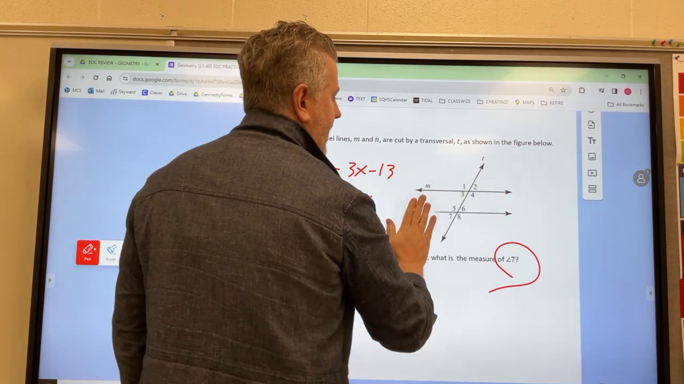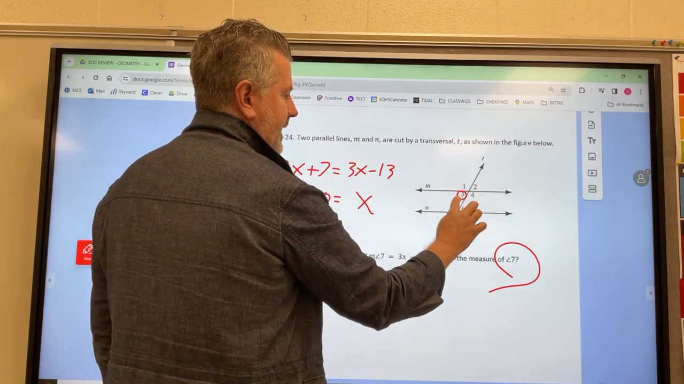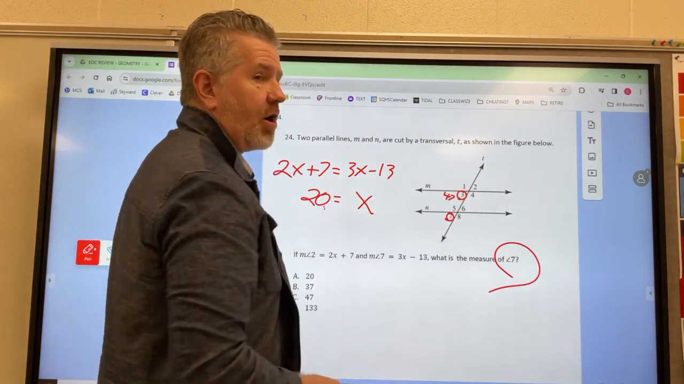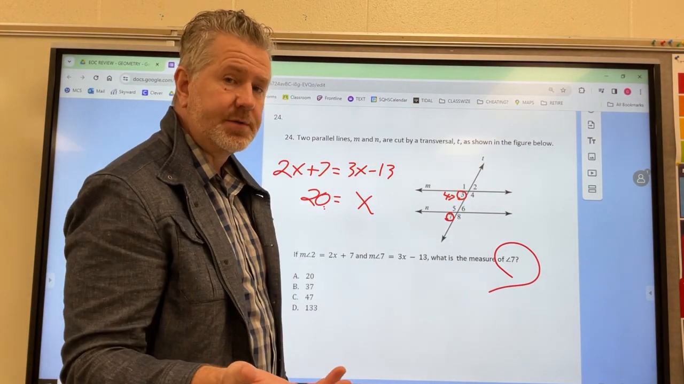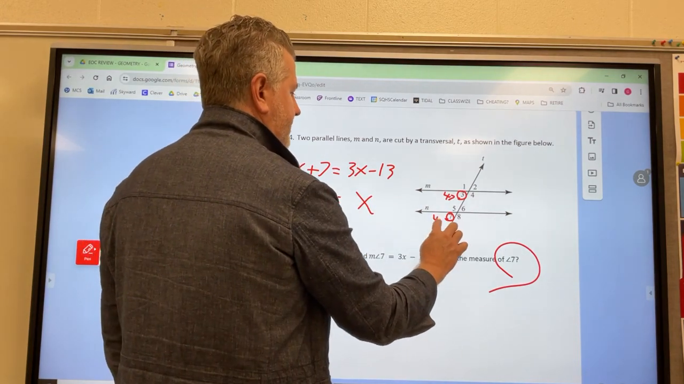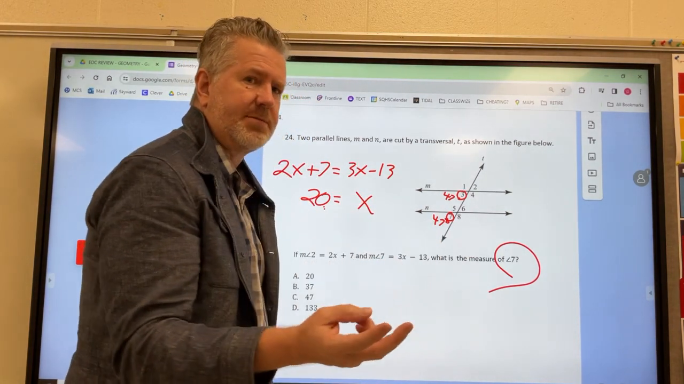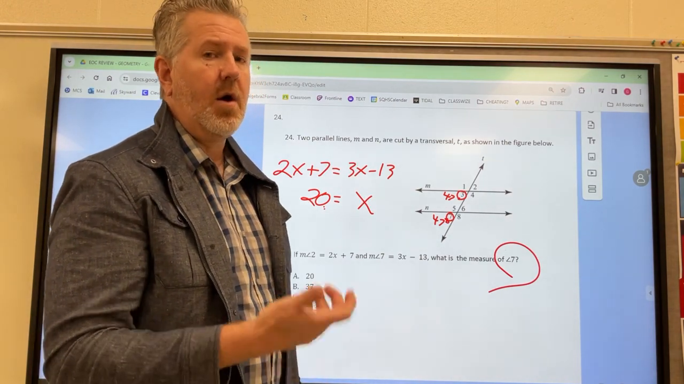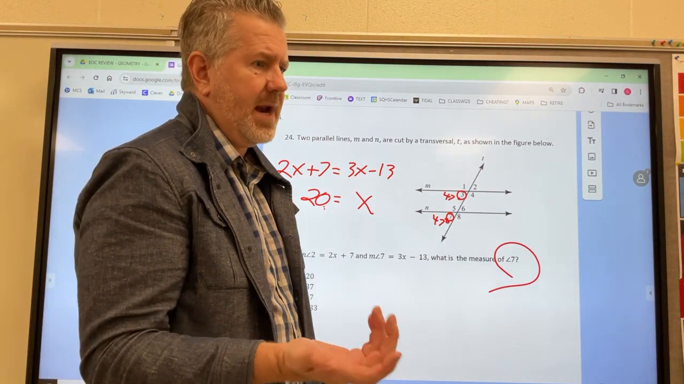And then we ask ourselves, what's the relationship between angle 3 and angle 7? If angle 3 is 47, they are corresponding angles. They're both in the lower left of that intersection, so they are congruent. Remember, you only have two types of relationships in these transversals. They're either congruent or they're supplementary. They either add up to 180 or they're the same.